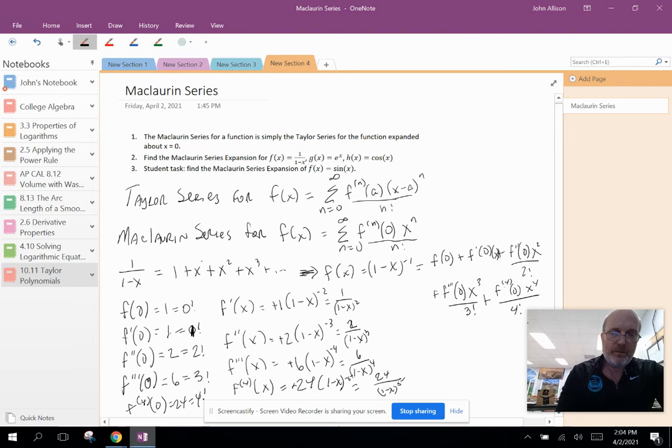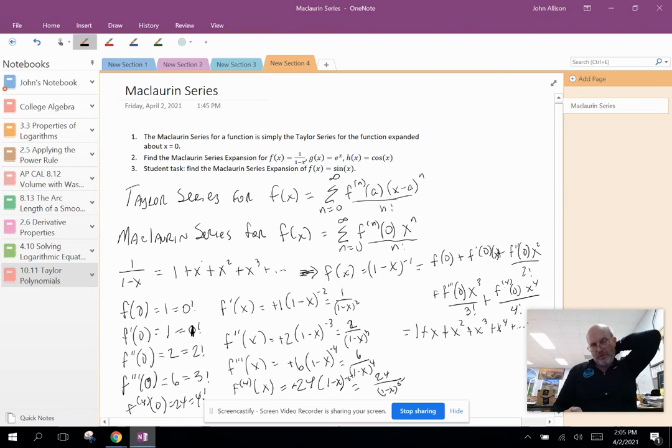But remember, f of 0 was 1. F prime of 0, this is times x here. F prime of 0 is just 1, so this becomes plus x. F double prime of 0 is 2 factorial. So 2 factorial over 2 factorial cancels. That leaves me just x squared. The third derivative of f, evaluated at 0, was 3 factorial. So this leaves me with x cubed plus x to the 4th plus dot, dot, dot.